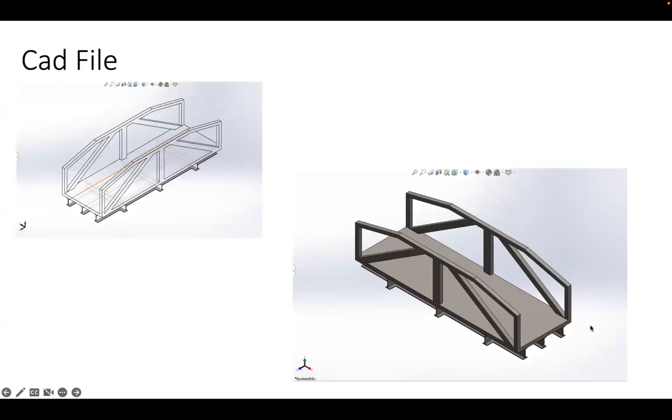So this is the CAD file. We have designed the bridge in SolidWorks by extruding and adding the material. Next slide.